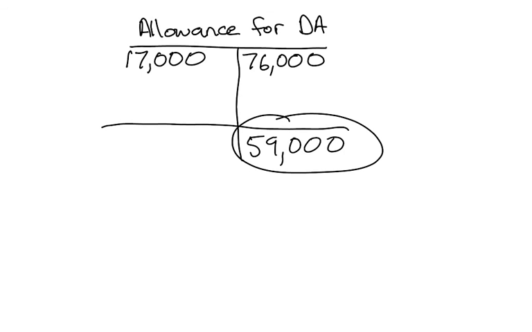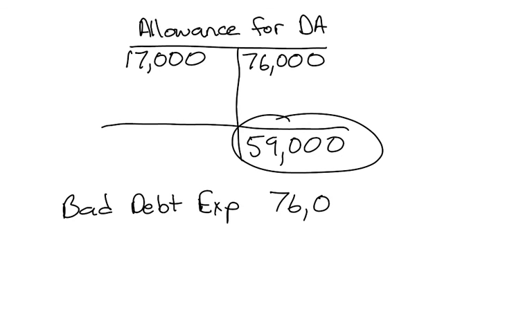So therefore, your journal entry needs to be bad debt expense debit for 76,000 and a credit of allowance for doubtful accounts of 76,000.